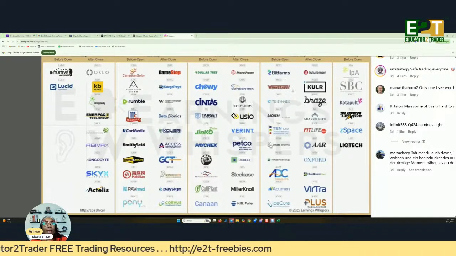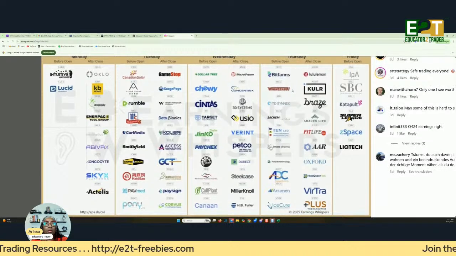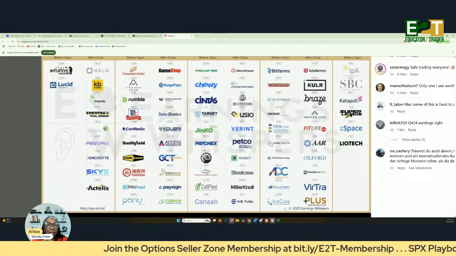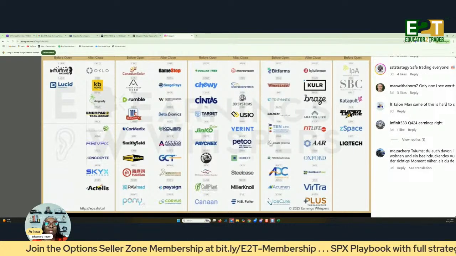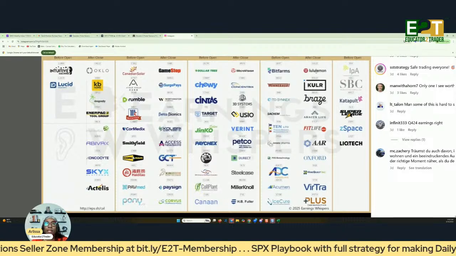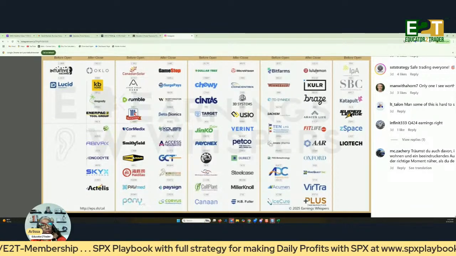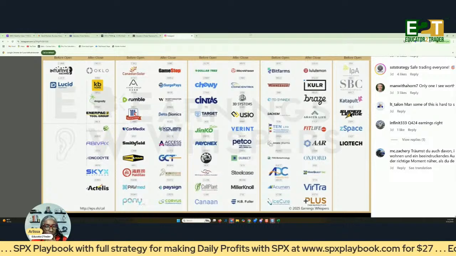Tomorrow morning, we've got Bitfarms. They're in the crypto space. Winnebago. Anything jump out over here? Not necessarily. Lululemon is tomorrow after market closes. I think those are the key ones.